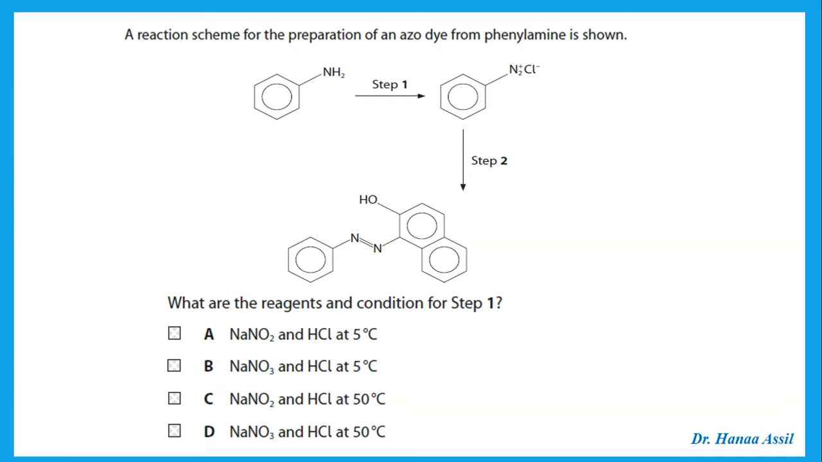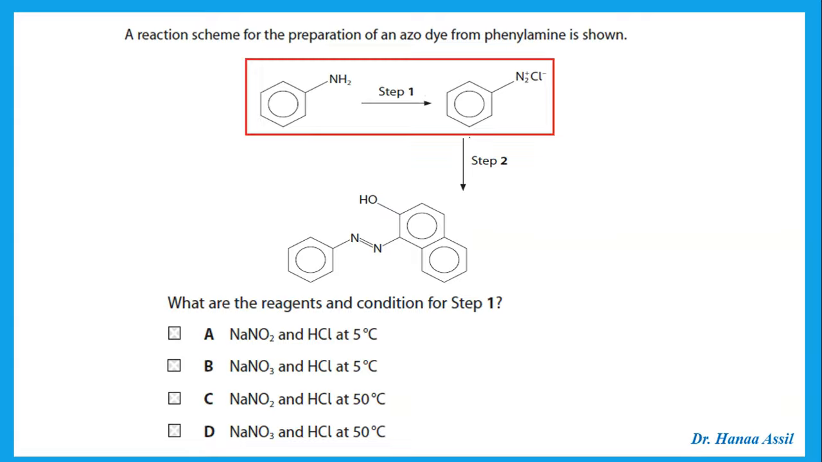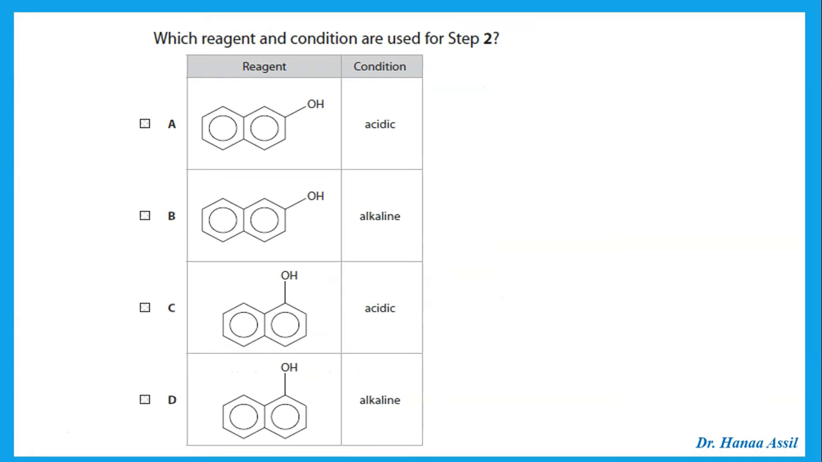So this question, for example, says a reaction scheme for the preparation of an azo dye from phenylamine is shown. What are the reagents and conditions for step 1? Remember to change the phenylamine into the diazonium salt. We use sodium nitrite and HCl at 5 degrees Celsius.